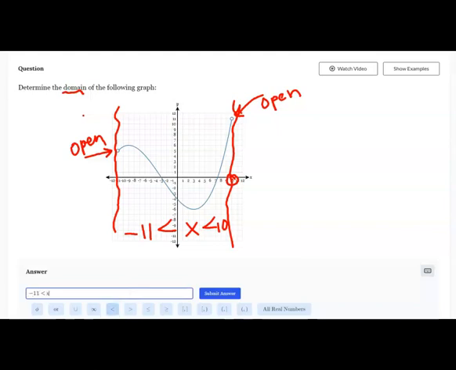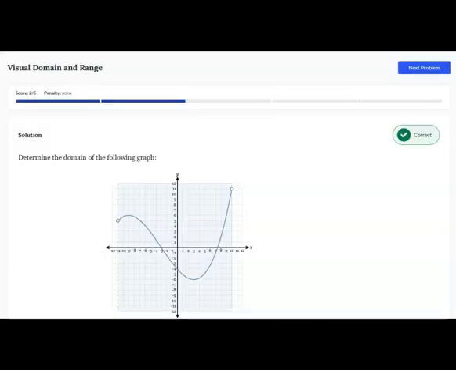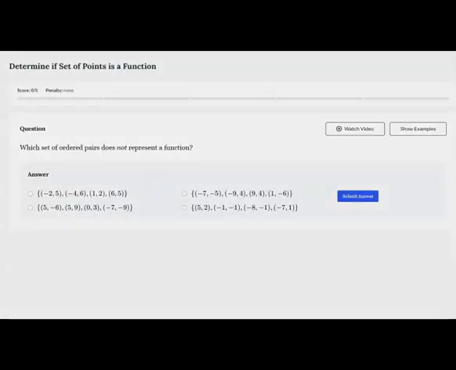Type in your response and click Submit. Let's take a look at the second topic. Read the question carefully. This one wants to know which one is not a function.